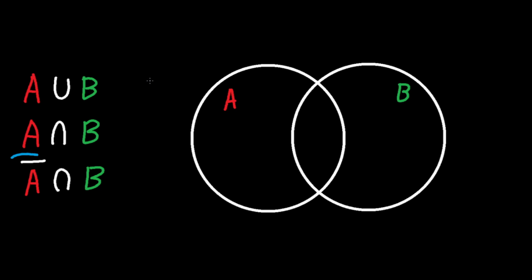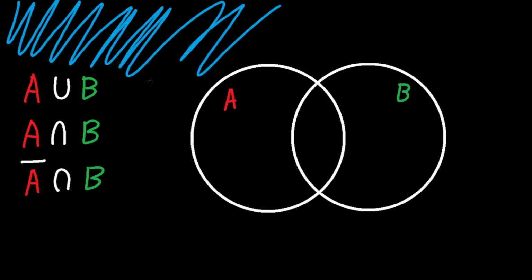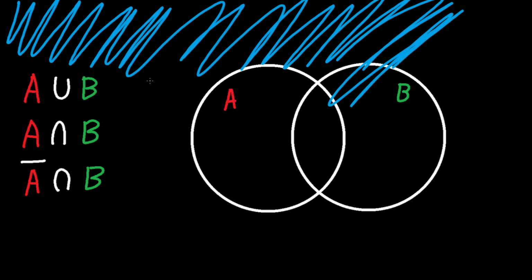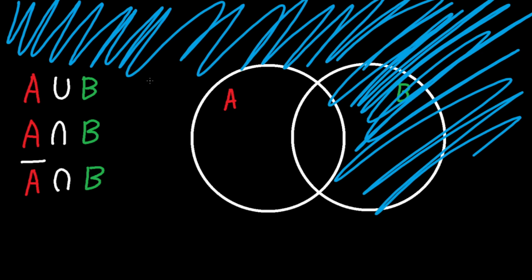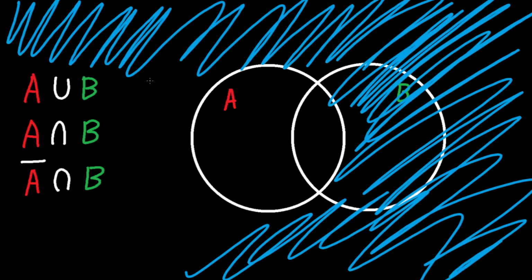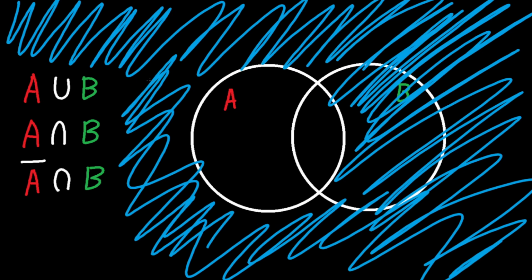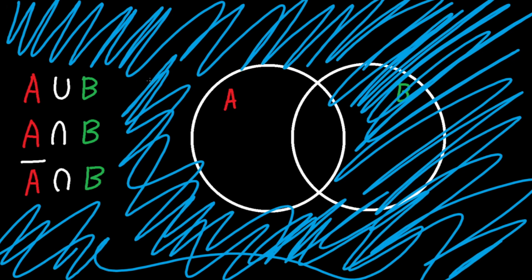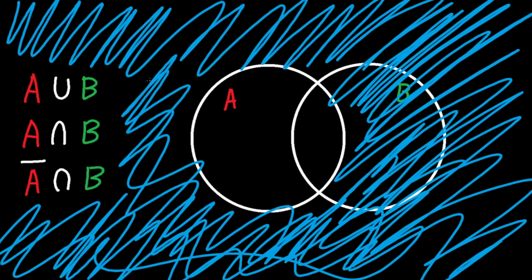All right, what about this bar? What does this bar stand for? Well, this bar stands for everything that is not A. So that includes the area outside the Venn diagram. So I'm going to fill in everything that is not A. Right? So this is everything that is not A.